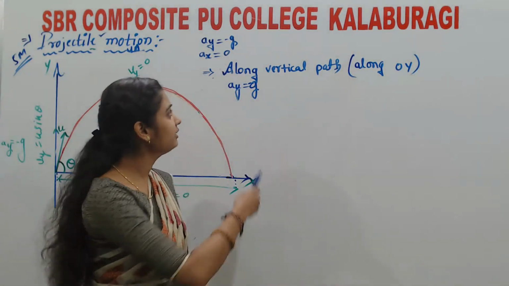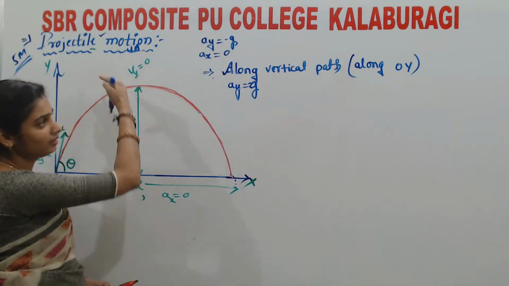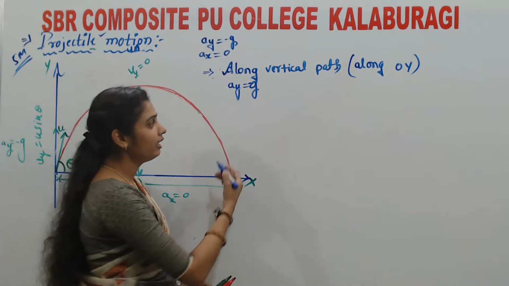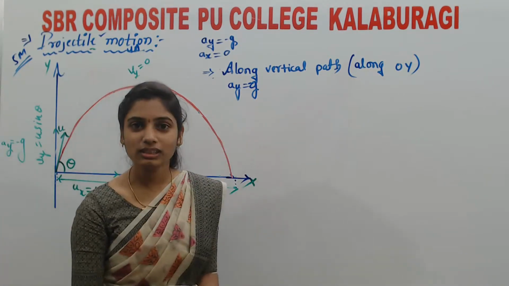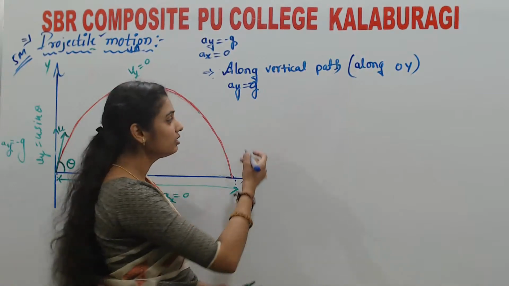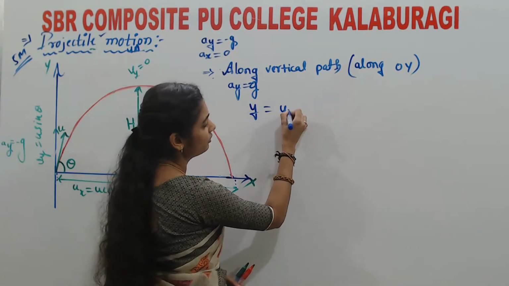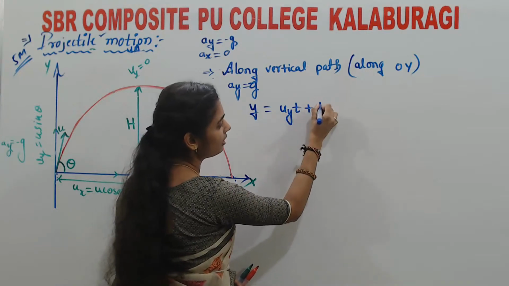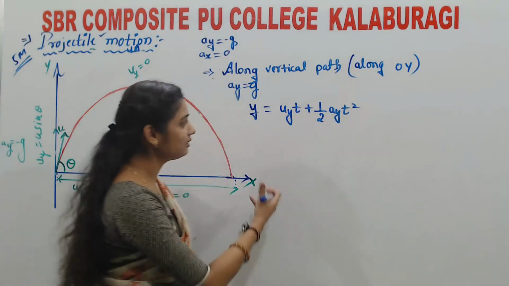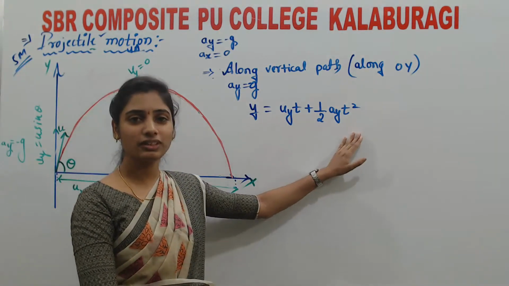Okay, let us continue. Along the vertical path, that is along OY, the acceleration along y is nothing but -g. Let me write the equation of motion by using s equals ut plus half at square. What I can write along the y axis is y equals uy t plus half ay t square. This is nothing but the equation of motion, s equals ut plus half at square.